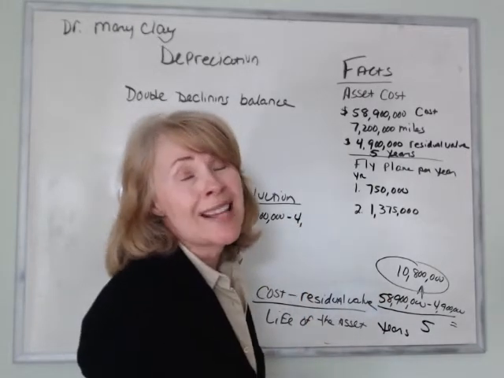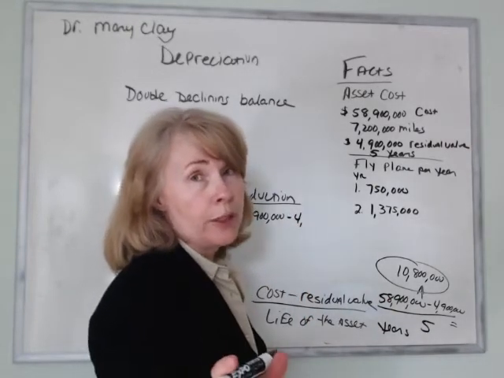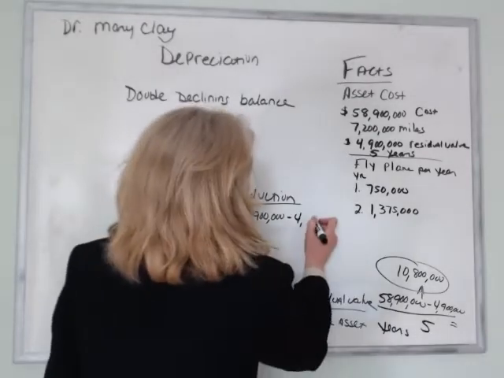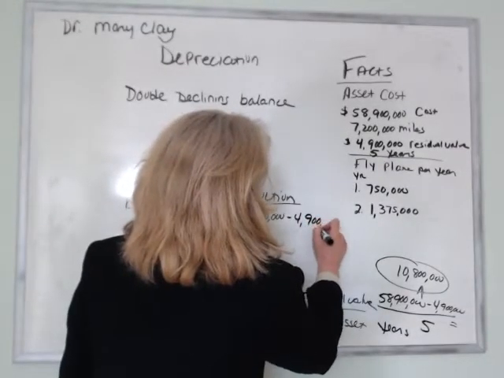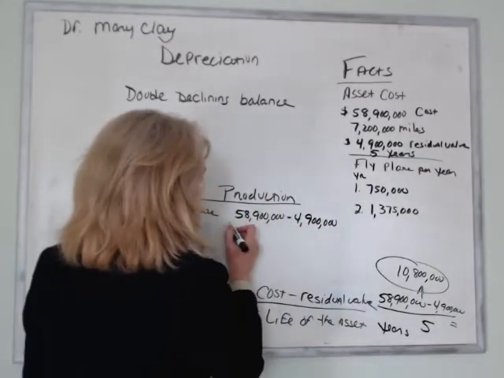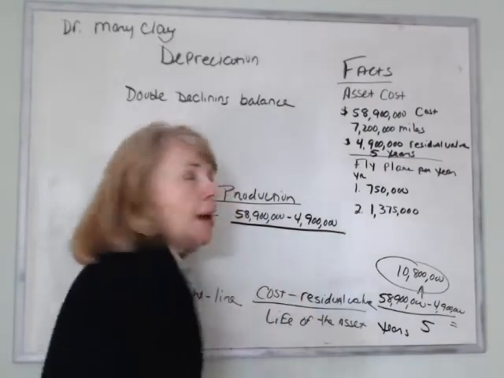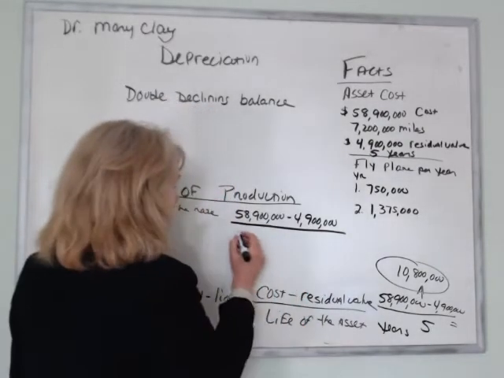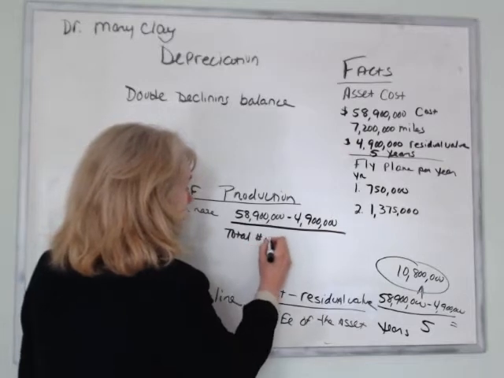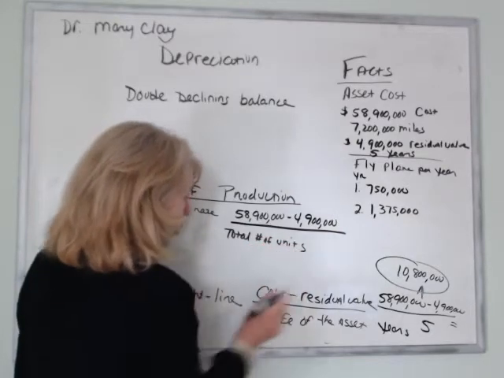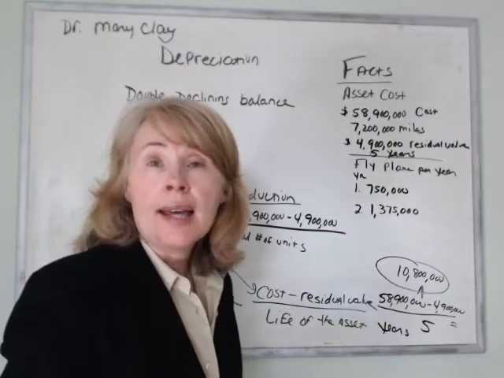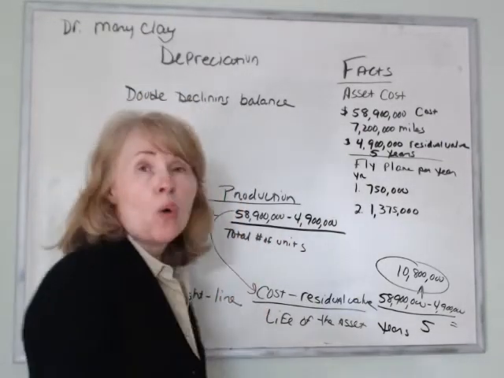If you hear me call it salvage value, it's because I deal with so many different accounting textbooks. This particular textbook calls it residual value. Okay? All right, so cost minus residual value. Then you'll divide this by the total number of units. So let me write that in. Total number of units. So remember, the numerator is exactly the same as straight line. The denominator, though, is total number of units.